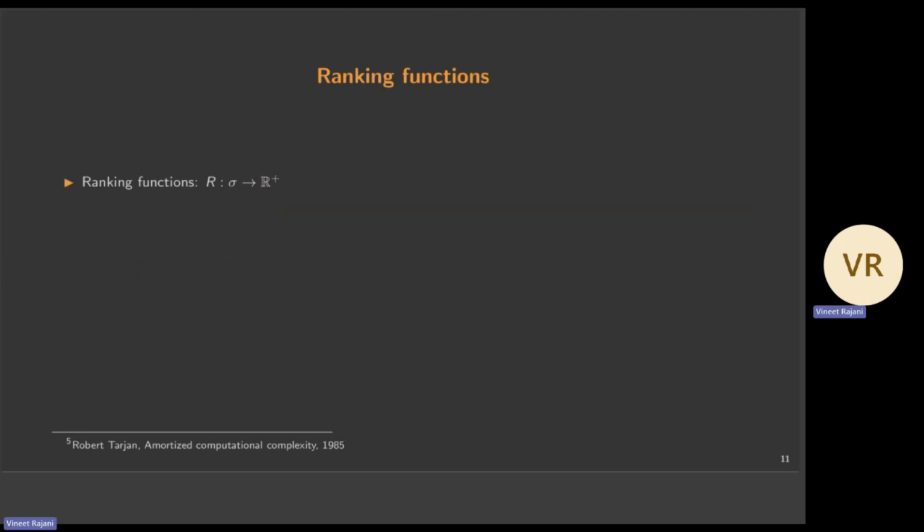What are ranking functions? Well, ranking functions are just functions from the program state to a positive real number which satisfy certain properties. Now, some of you might have heard of ranking functions like ranking supermartingales, which are often used for termination analysis of probabilistic programs. But there are also potentials, which are often used for cost analysis, and that is what we are interested in.